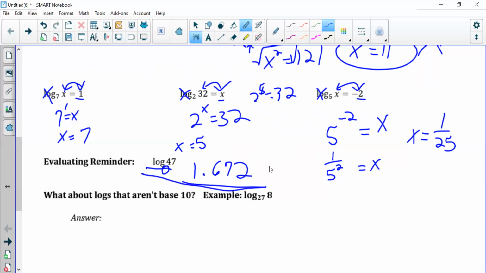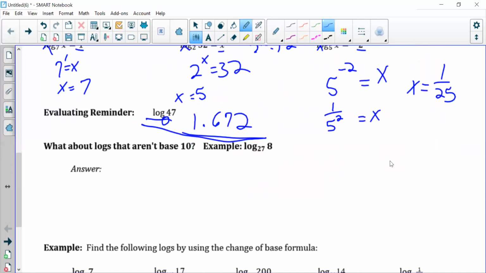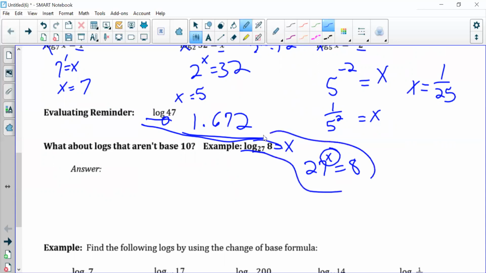All right, so it's important to know this process, how we did this. Because the next thing is, what about logs that aren't base 10? So how do I solve this? The log base 27 of 8. I mean, in our last lesson, we converted these and said equals x. So then I can switch places and say 27 to the x power equals 8. But does that get us any closer to the answer? Do you know how to find this? Yeah. Okay, so here is what we're going to do today: find out how we get an answer to this. The answer here is the change of base.